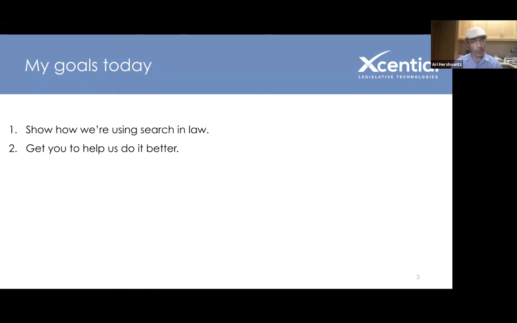And number two is really my most important goal, which is hopefully I'll interest you in what we're doing and get you to help us do it better, either through ideas, work on the open source, or joining us at Xcential.